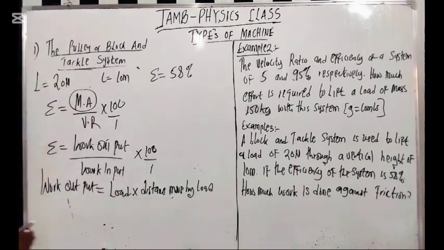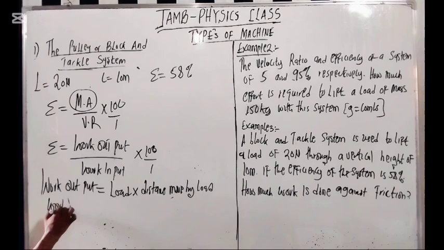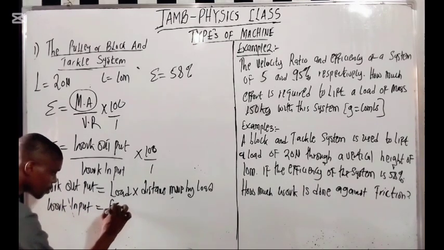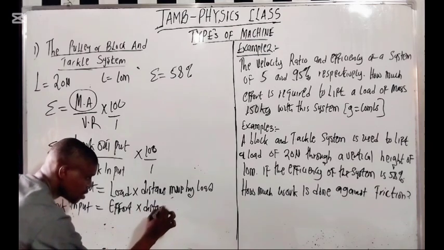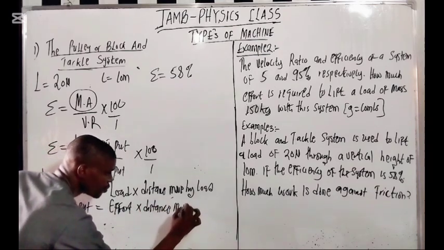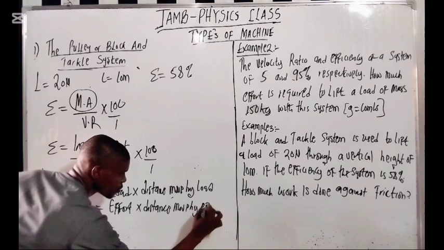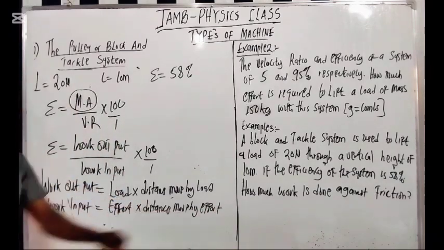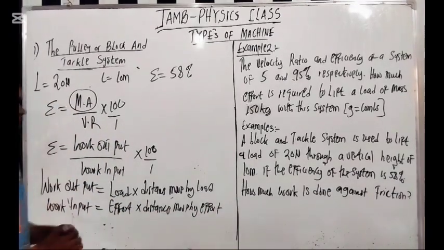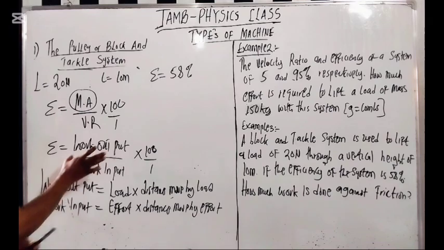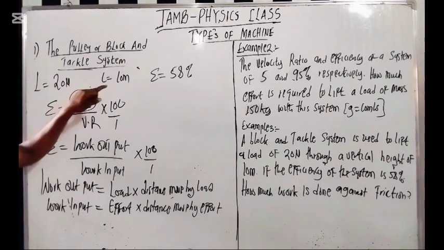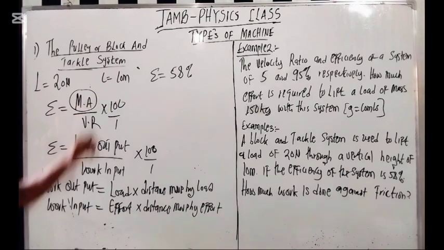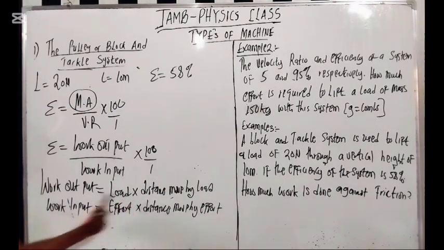Then work input is effort times distance moved by effort. So in saying that, to get my work output here, I will just say load times distance moved by load. Do you understand? This is what they actually want us to look for.